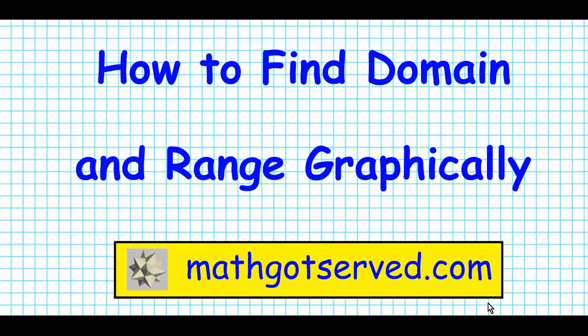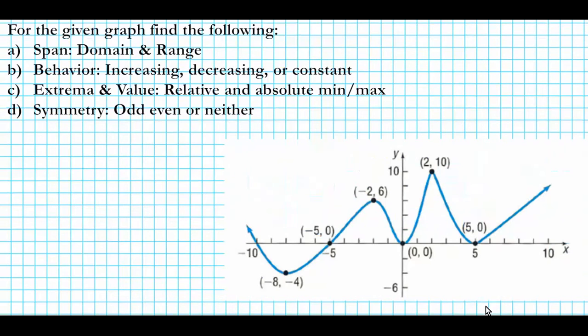In this clip, we're going to be focusing on how to find the domain and range of functions graphically. The instructions are, for the given graph, find the following. Find the span of the graph, basically the domain and the range. You should describe the behavior, intervals where it's increasing, decreasing, or constant. The extrema values: where do you have the relative and absolute min and max, and what are the values. We also need to determine the symmetry of the graph, if it is odd, even, or neither.